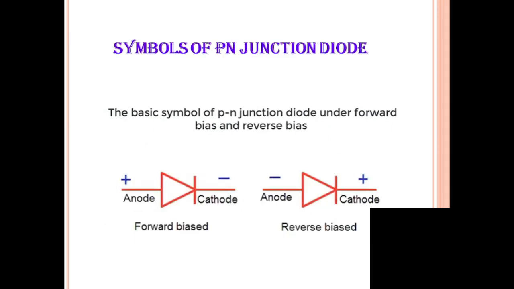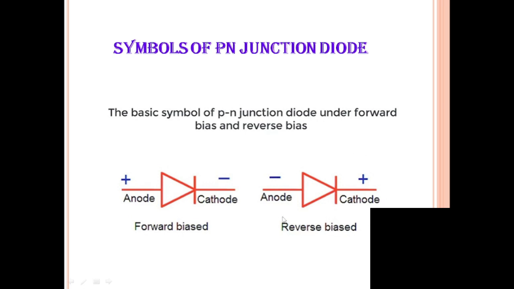So these are the symbols of the PN junction diode. The basic symbol is considered in both forward bias and reverse bias. A PN junction diode has two categories of biasing method. One is called forward biasing, another is called reverse biasing. In forward biasing, the anode terminal is positive and the cathode terminal is negative. Normally the current flows from positive to negative, that is anode to cathode, which is the conventional current flow direction, and the electrons flow from cathode to anode, which is the electron flow direction. So this is for forward biasing.